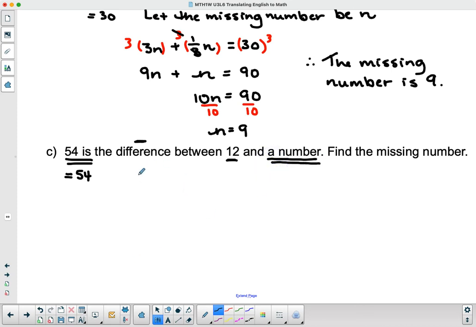So let's do our let statement. Let the number be n. So I know I have to take a difference of 12 and a number. So 12 and a number, and it doesn't really matter which way we write this. If we have the number take away 12, or 12 take away the number, it has to equal 54.